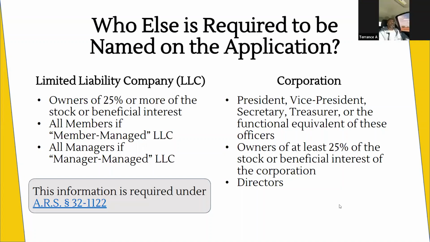For corporations, it's a little different. If you have a president, vice president, secretary, treasurer, or the equivalent of these officers, they'll need to be listed on your application. So again, you can check Arizona Corporation Commission to determine who those people are if you're unsure. It would also need the owners of anybody who owns 25% or more of the corporation and all directors.